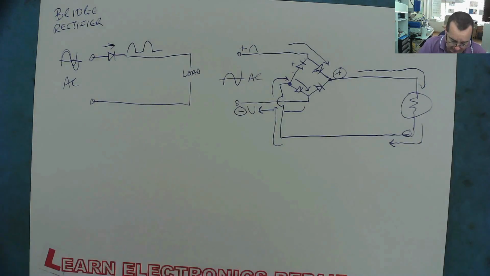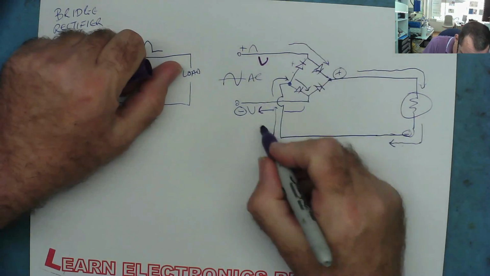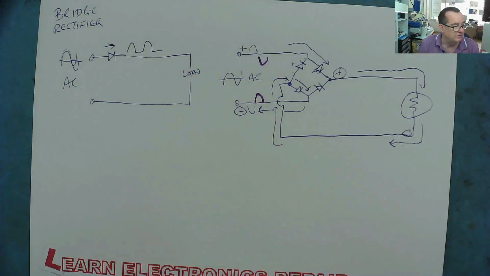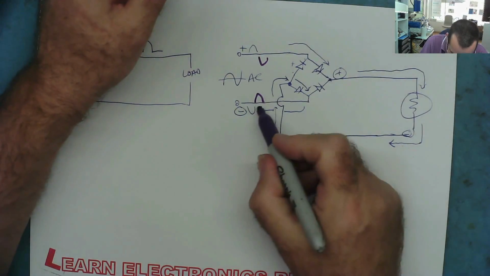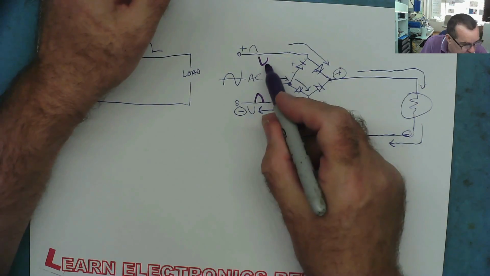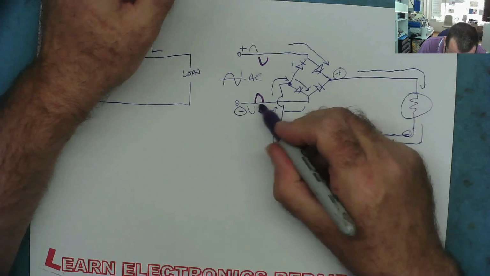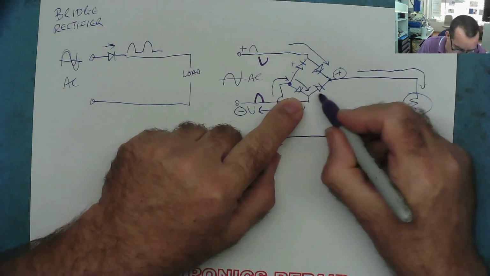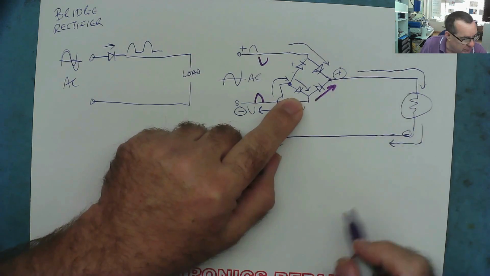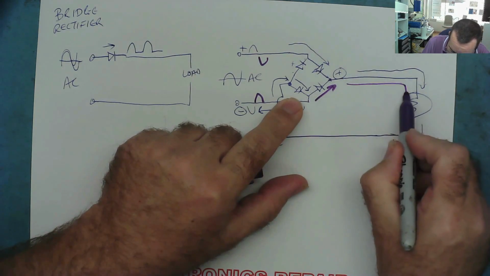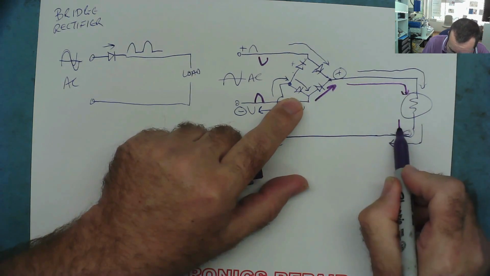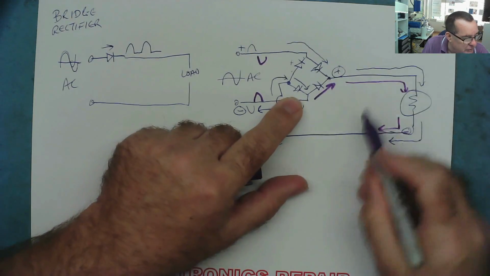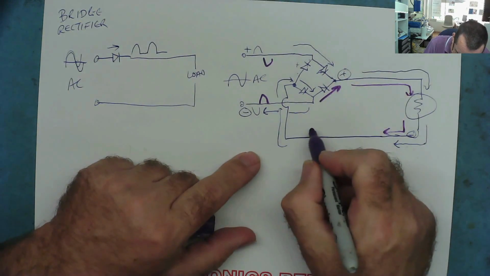Now let's see what happens when this is going negative and this is going positive. I'll do it with a different pen. This end is now positive with respect to this end. So again, the current comes to here, it has 2 choices. It can't go that way because it's reverse biased. It can go this way. So it goes this way, down through our load. Look what's happening. It's going through the load in the same direction. The polarity is the same, yeah?